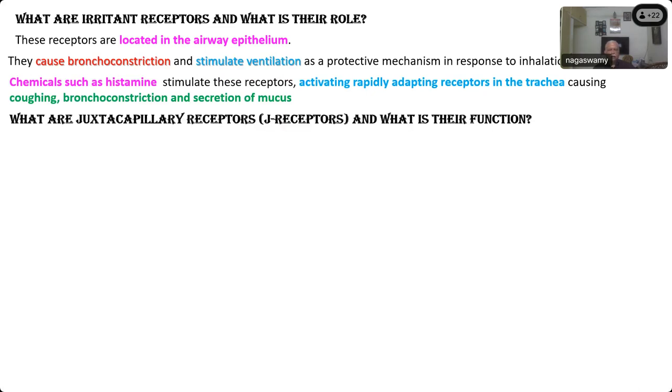What are juxtacapillary receptors or J receptors and what is their function?